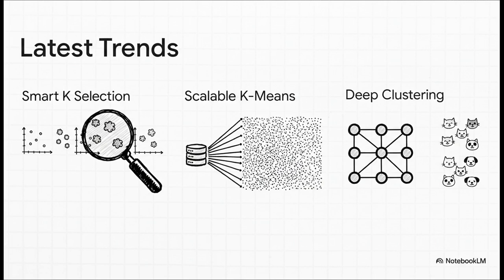But this story doesn't end there. The field is always moving forward. Researchers are coming up with smarter ways to help us pick the best K, taking out the guesswork. They're building bigger, better versions that can handle millions and millions of data points. And maybe the coolest thing, they're combining it with deep learning to do something called deep clustering on really complex things like images and text.